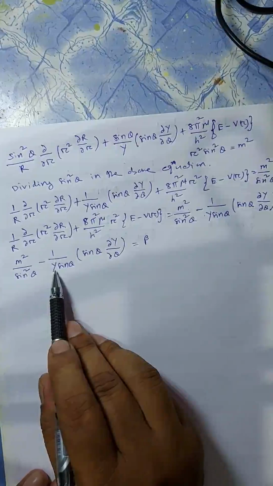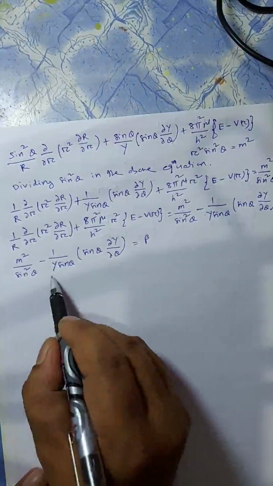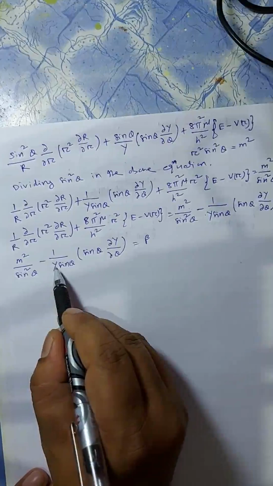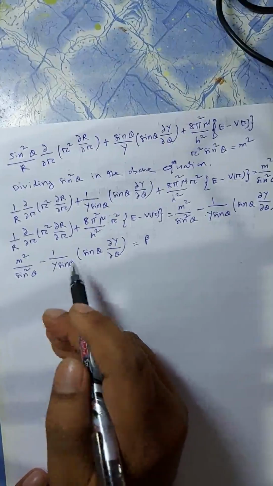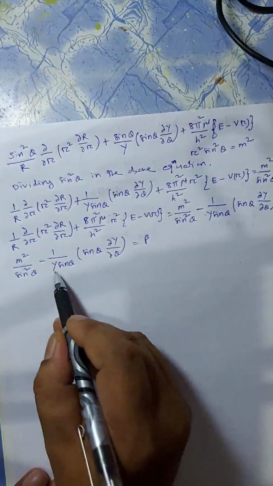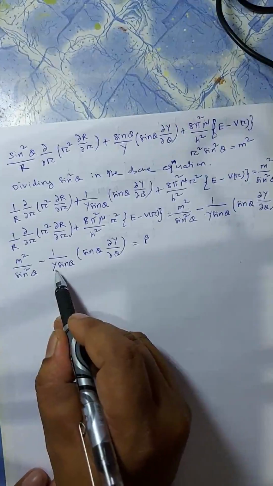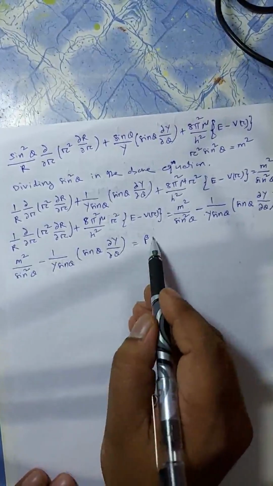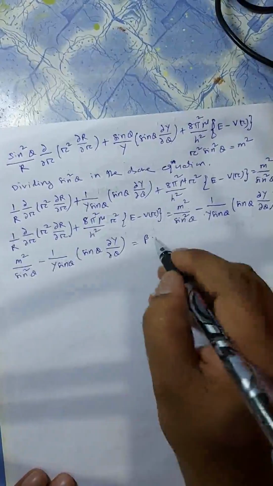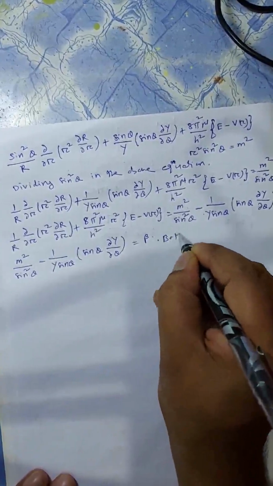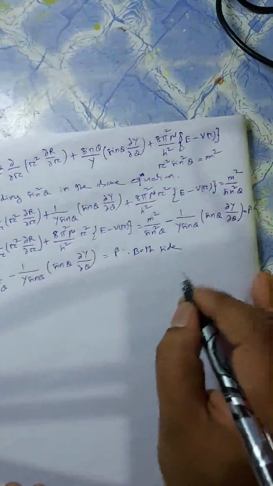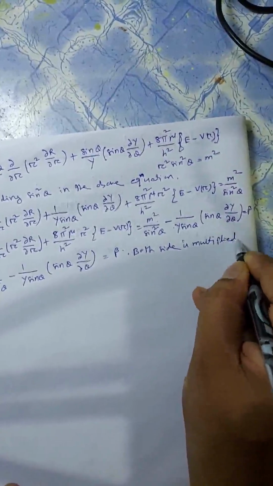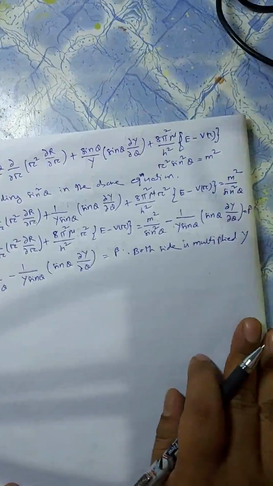Then what do we want? Now we have to remove this y, because both theta and y are present. Though y is a function of theta, no problem, but in order to make the separation very clear, we have to remove y from this position. Then what do we do? Now we have to multiply both sides by y. Both sides are multiplied by y.